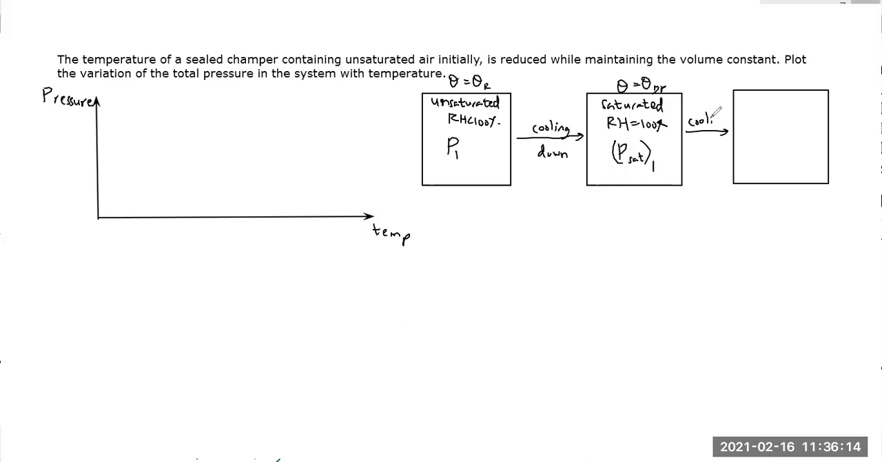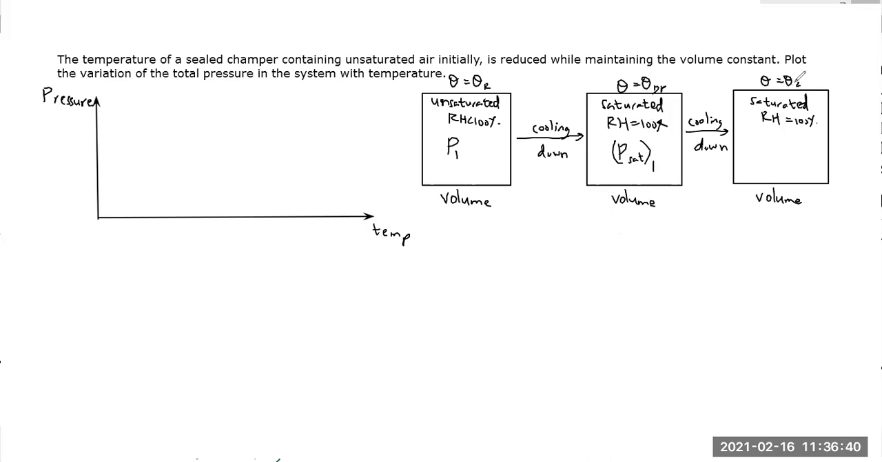So when you cool down, now what's going to happen? Air is saturated, but remember we are not changing the volume. Volume is constant. And after that, what will happen to saturated vapor pressure? Now RH is equal to 100. And now the new temperature, let's take it as theta 2.